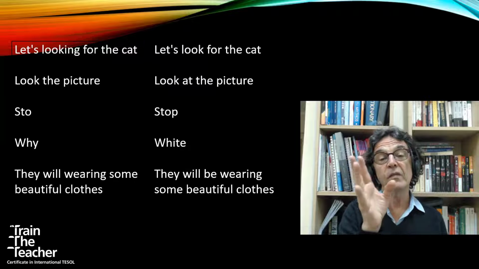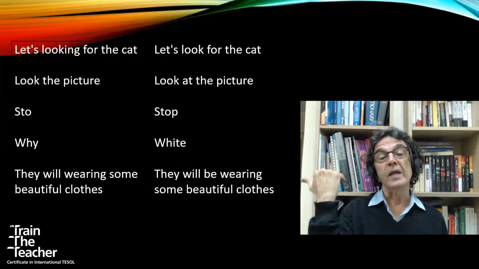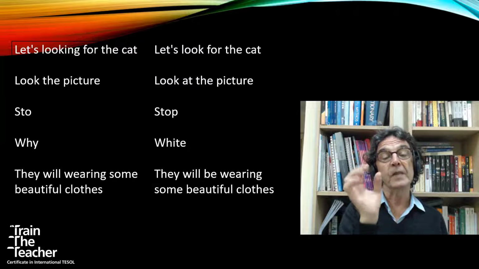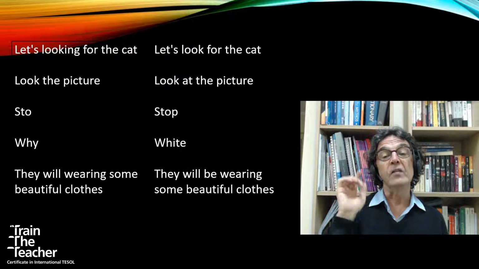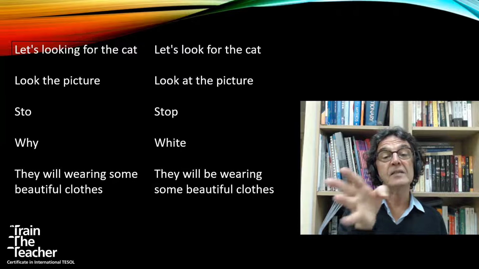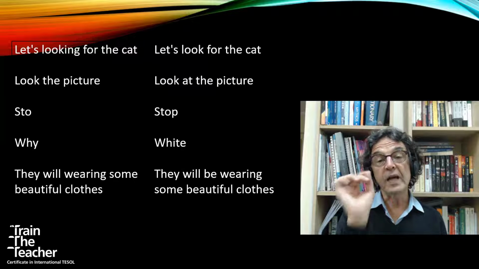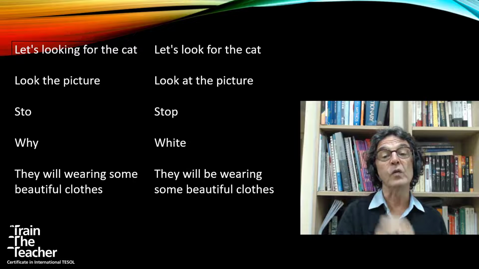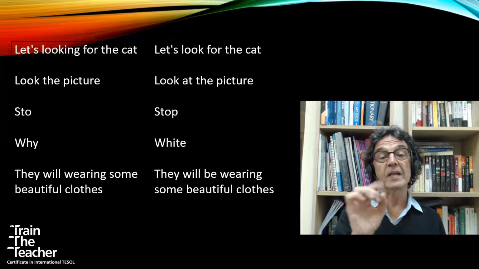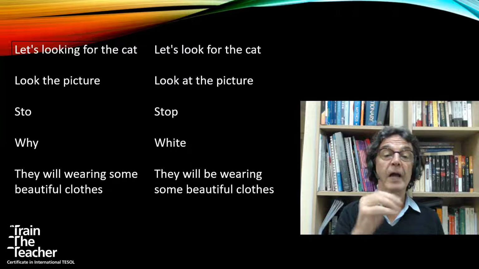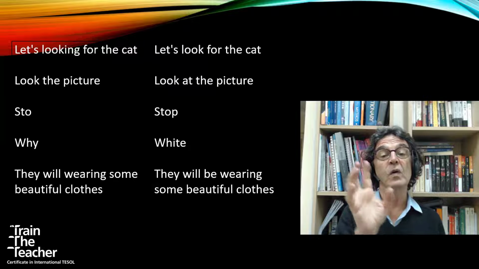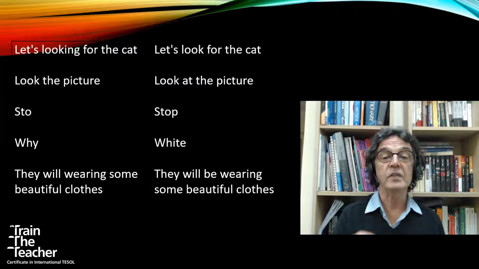But that has a different meaning from the kind of instruction, the instructional language that goes with let us. So let us look for the cat is almost like an imperative in which you are telling someone what to do, and when you're telling someone what to do, you will use the base form. Once again, another example here of look and a common mistake. So "look the picture," we've lost the preposition before the noun form.